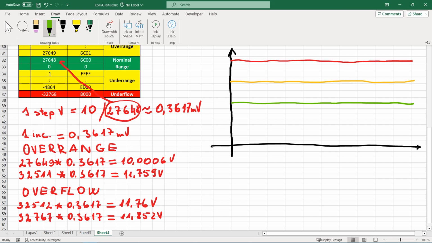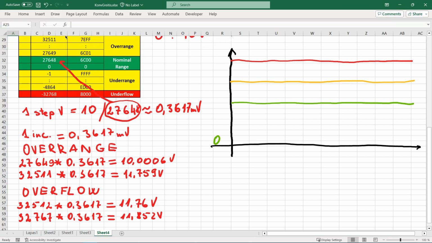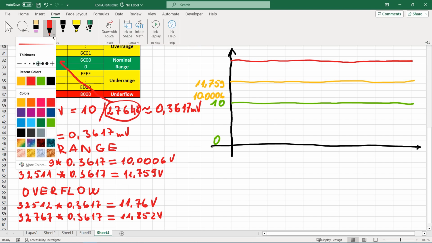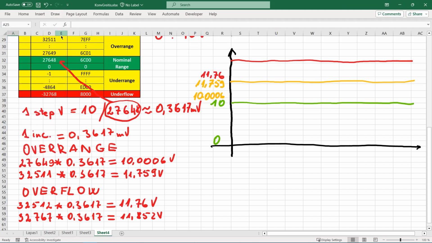Let's put these values onto our graph. Our nominal range is between 0 and 10 volts. Overrange is between 10.0006 volts and 11.759 volts. And overflow is a range between 11.76 volts and 11.852 volts. Underrange and underflow are not relevant for our example, as negative values are not possible.